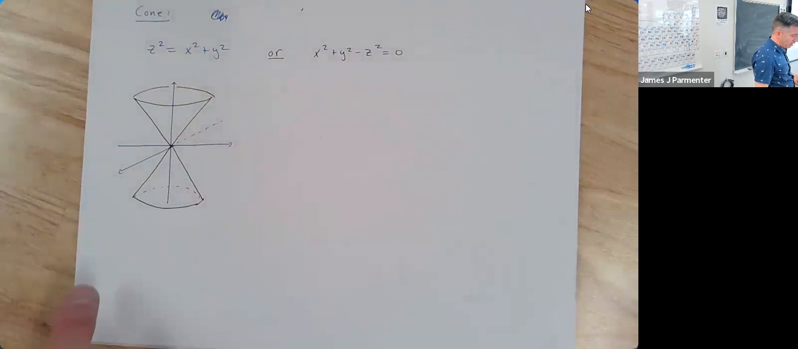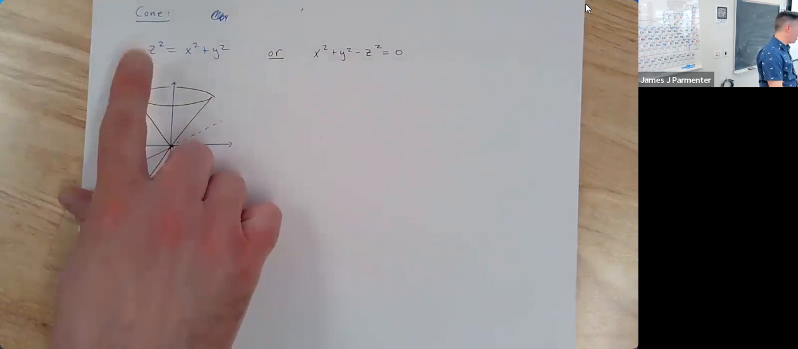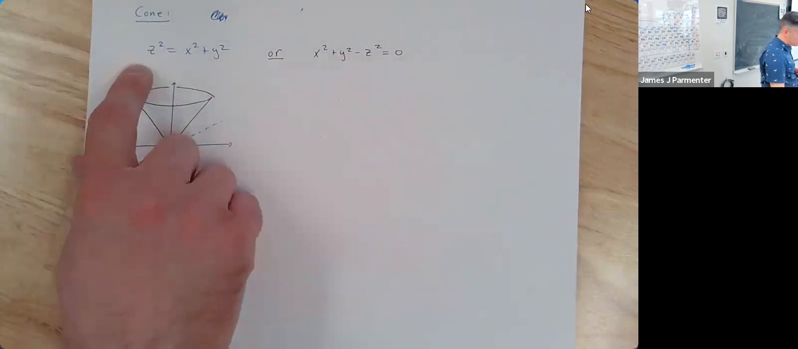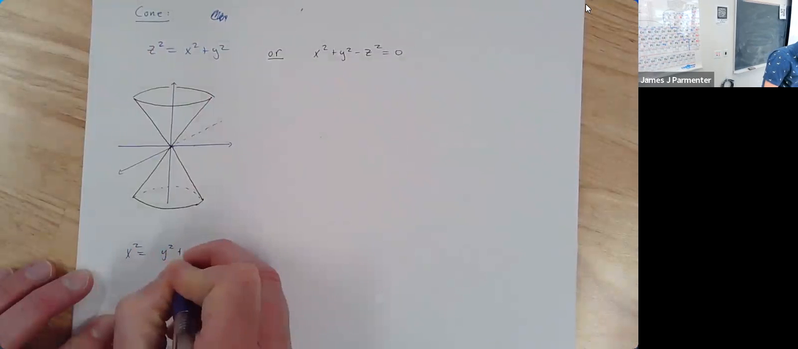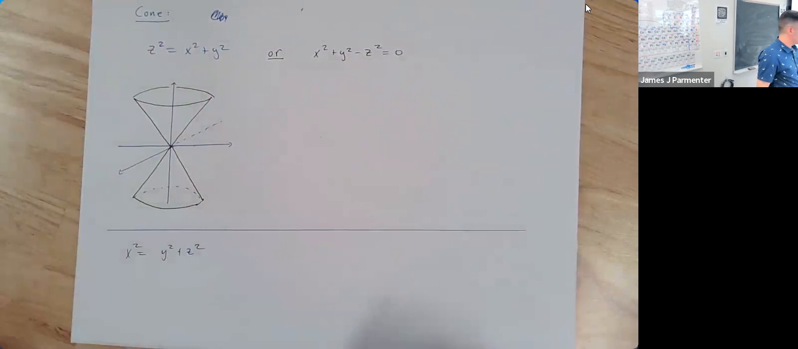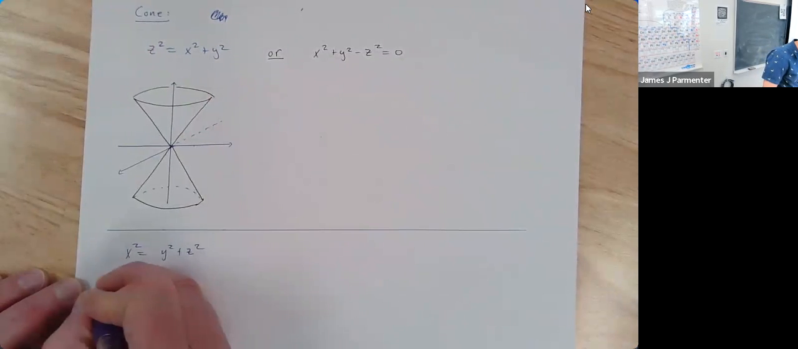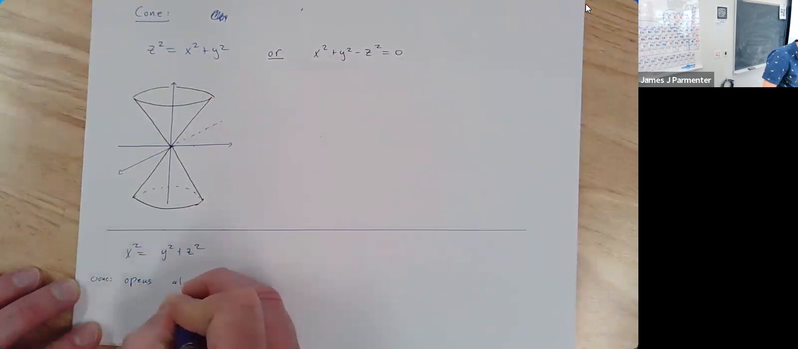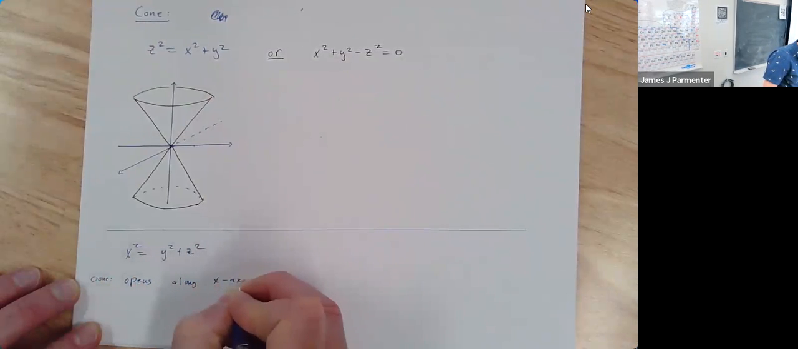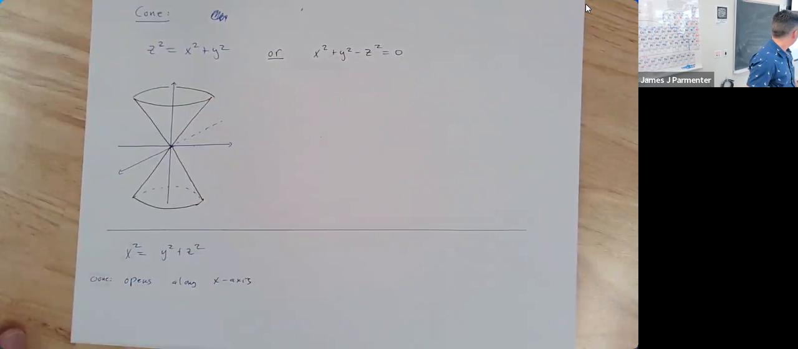And it doesn't matter if the z squared is here or the x squared is here. If it was x squared equal to y squared plus z squared, then it would be the same sort of deal, except it's open along the x-axis. So it's a cone, opens along the x-axis. And then if you have different coefficients, things get bigger or smaller in one direction.